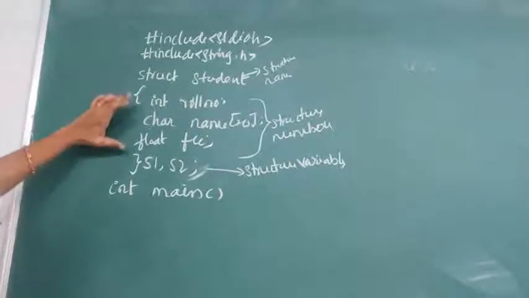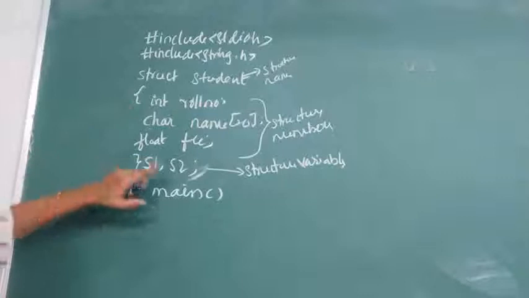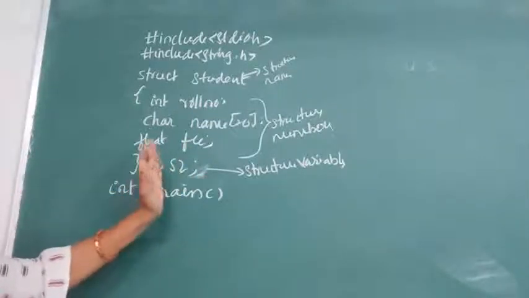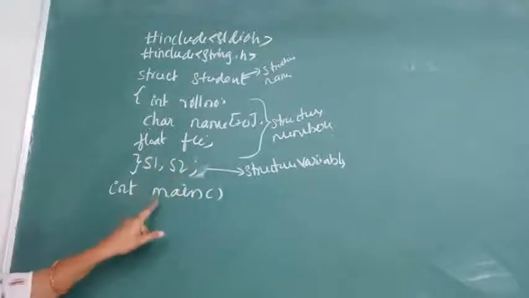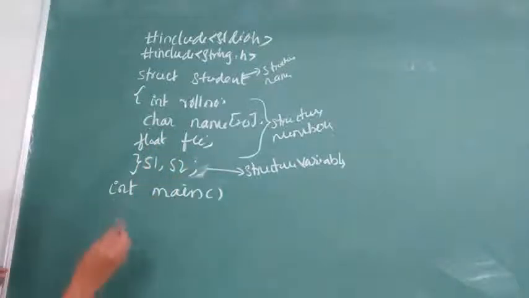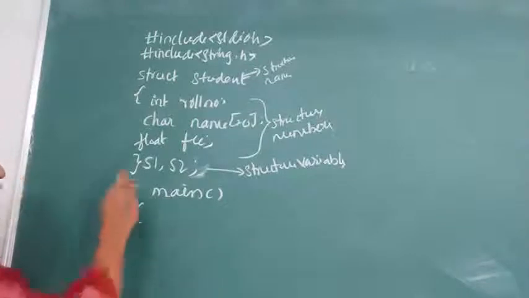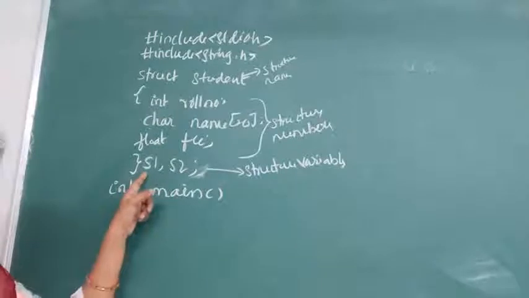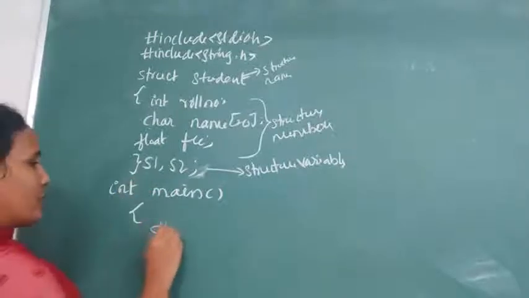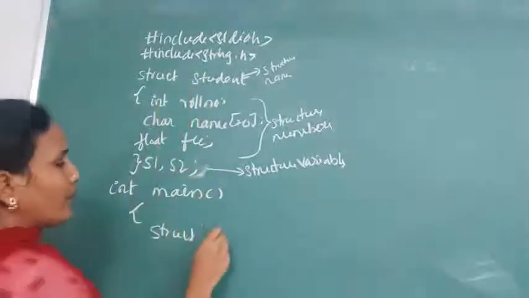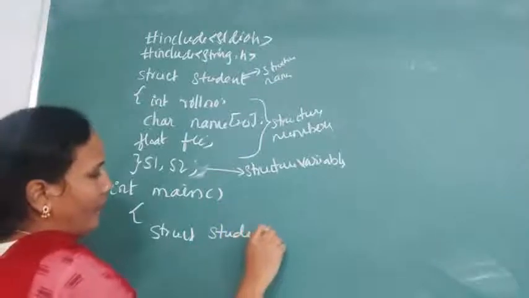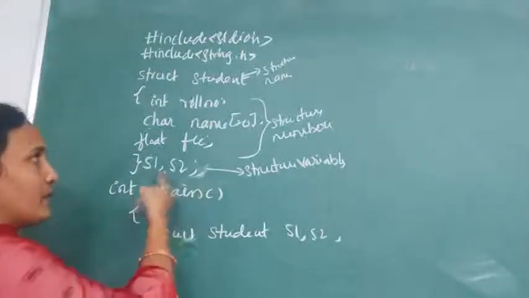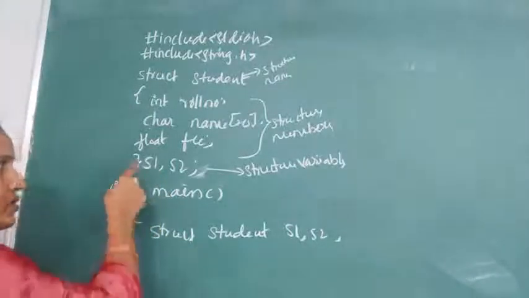In the same way, first you create the structure. After the structure variable declaration, you come to the main function. Inside the main function, the structure variables are already declared. So here also you can declare, struct, what is the structure name? Student, S1, S2. This is one more method. You can follow either this or this.